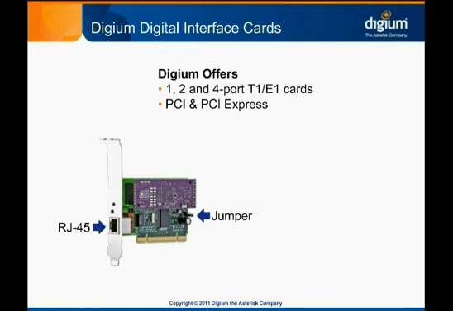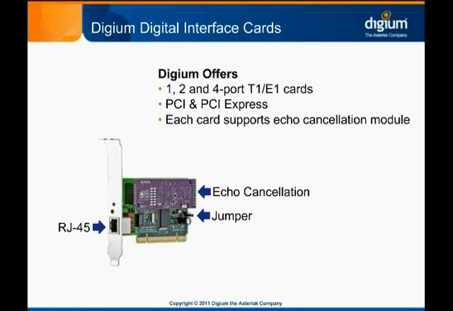In addition, each card supports an external hardware echo cancellation module. Digium also offers a 4-port BRI card as well as an 8-port hybrid card that can support a dynamic combination of analog and BRI ports. Shown here is a single-span Digium TE122P card with an external hardware echo cancellation module installed. Through the rest of this module, we'll configure this card as a T1 PRI.